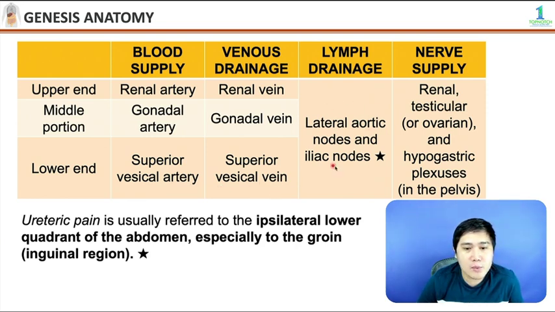It will be drained by the lateral aortic nodes and iliac nodes, and supplied by the renal, testicular, and hypogastric plexuses. Important to take note that ureteric pain is referred to the ipsilateral lower quadrant, especially to the groin or inguinal region.